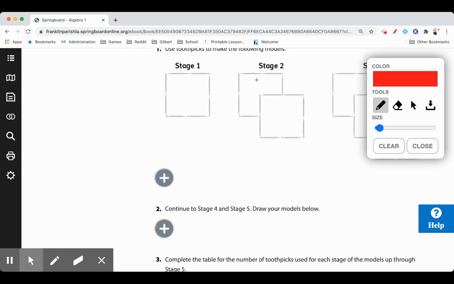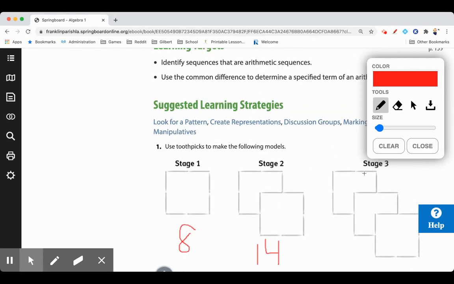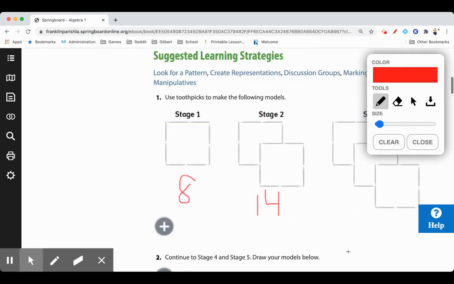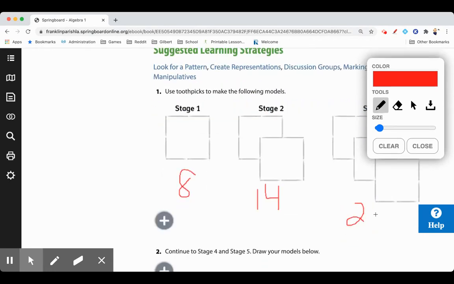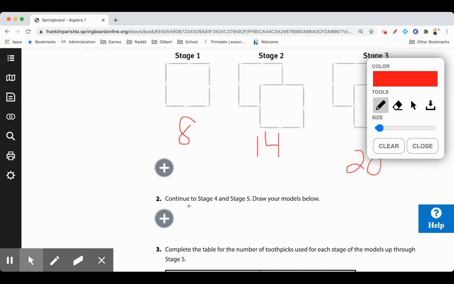And then the next one is 1, 2, 3, 4, 5, 6, 7, 8, 9, 10, 11, 12, 13, 14. And then this one, 1 through 20 toothpicks. So we can already kind of see what the pattern is, but let's go ahead and draw.